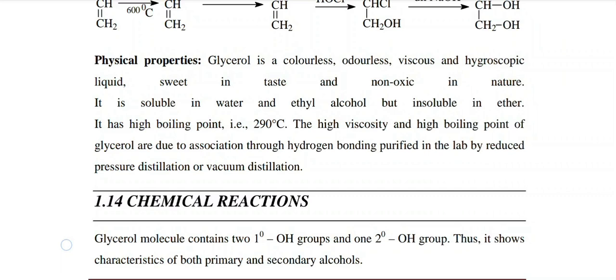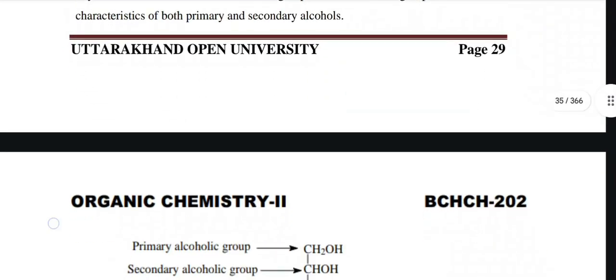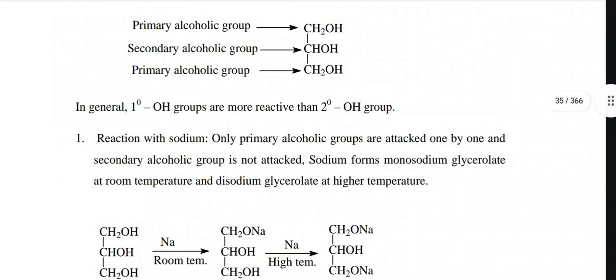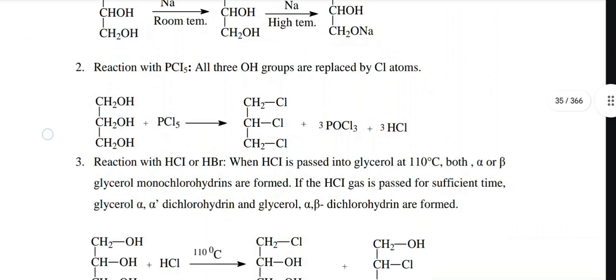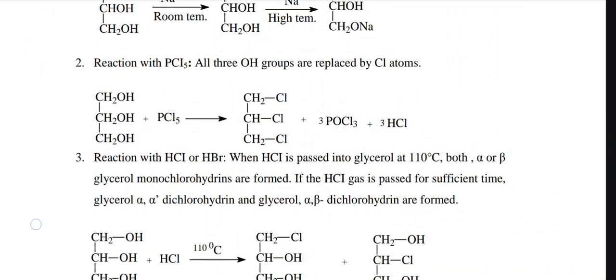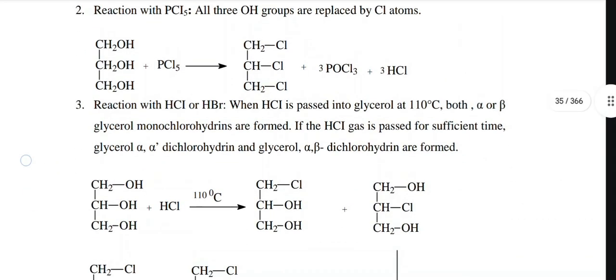Chemical reactions. Glycerol molecule contains two primary OH groups and one secondary OH group. Thus, it shows characteristics of both primary and secondary alcohols. Reaction with sodium. Only primary alcoholic groups are attacked one by one and the secondary alcoholic group is not attacked. Sodium forms monosodium glycerate at room temperature and disodium glycerate at high temperature. Reaction with PCl5: all three OH groups are replaced by Cl atoms.